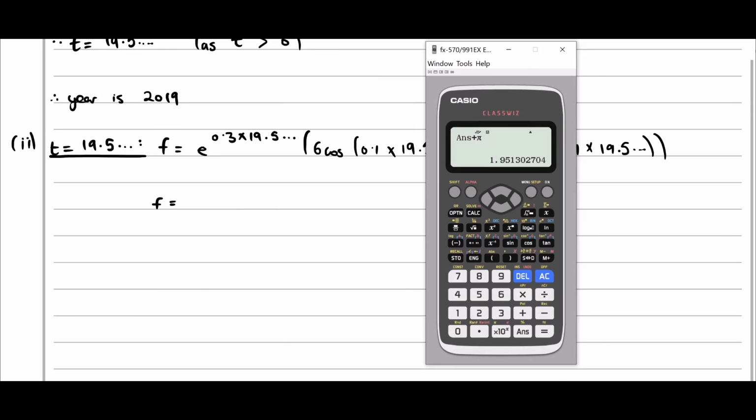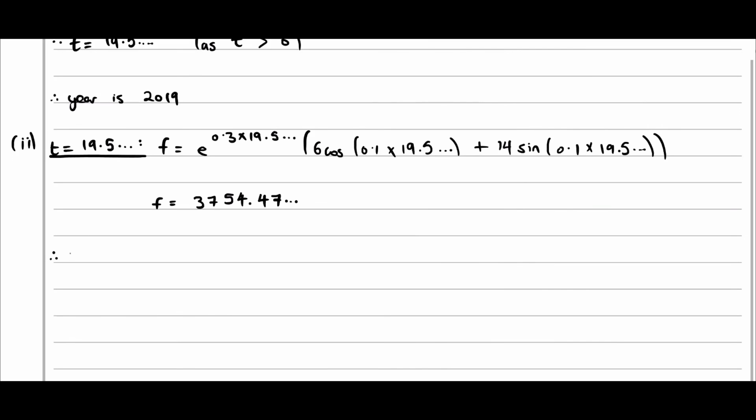So if I multiply this result by 10, we have f, which is equal to e to the power of 0.3 times this, multiplied by 6 cos of 0.1 times this, plus 14 times the sine of 0.1 of this. f is equal to 3754.47, etc. And therefore, we have 3750 foxes. Okay, to 3 significant figures.